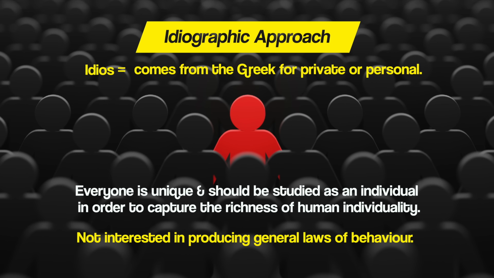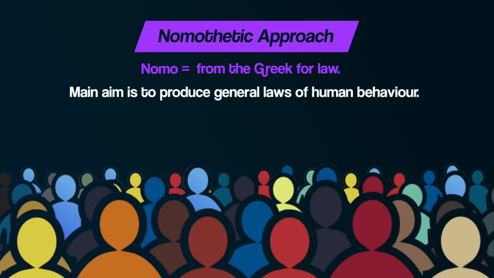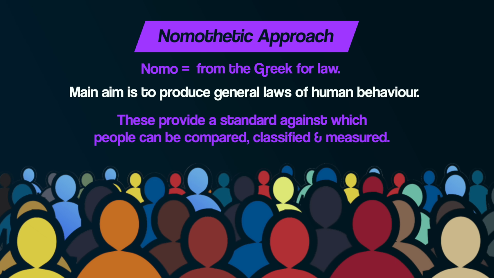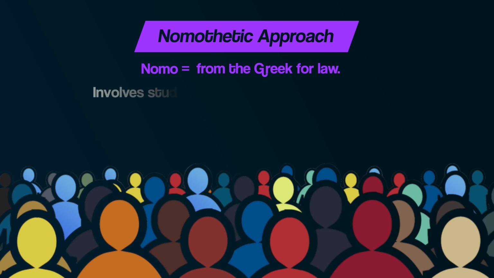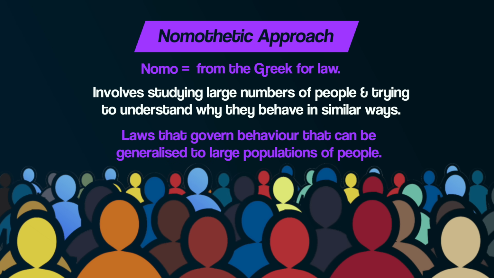Well, what does the word nomo mean? Well, nomo comes from the Greek word for law. The main aim of the nomothetic approach is to produce general laws of human behaviour. These provide a standard or benchmark against which people can be compared, classified and measured. It involves studying large numbers of people and trying to understand why they behave in similar ways in certain situations. These similarities lead to laws that govern behaviour that can be generalised to large populations of people.